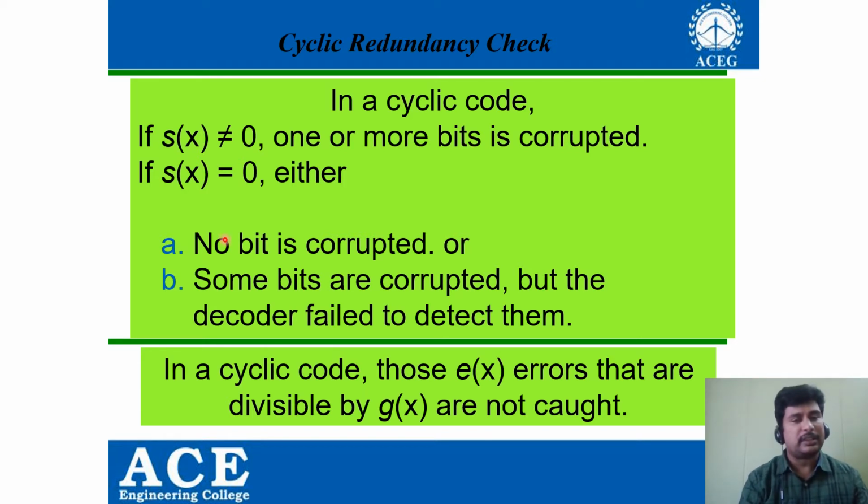One is that whatever data was transmitted was received perfectly, and the second is that the error that has been generated also failed to be detected by the divisor, because the remainder generated might be divisible by the divisor, and so we get 0. So errors that are divisible by g of x, that is, whatever errors have been generated during the transmission that are divisible by the divisor g of x, cannot be identified by the cyclic redundancy check.